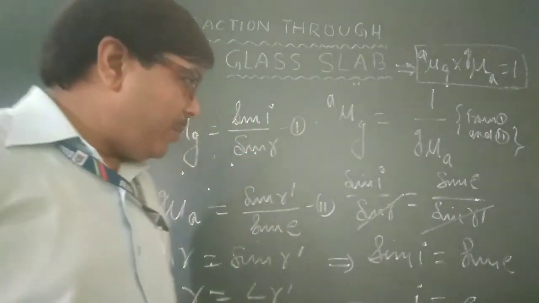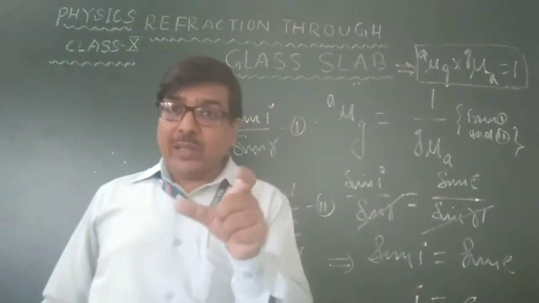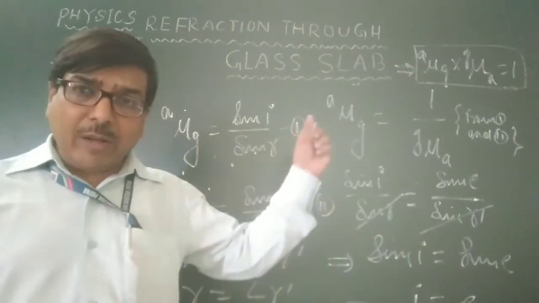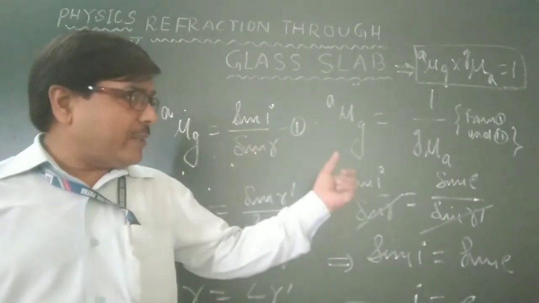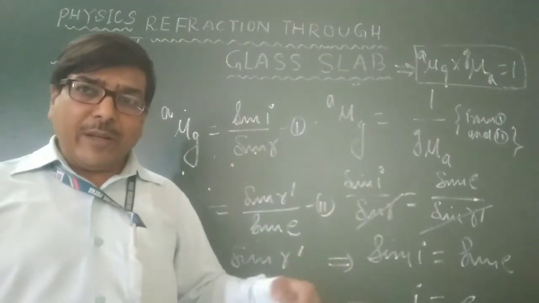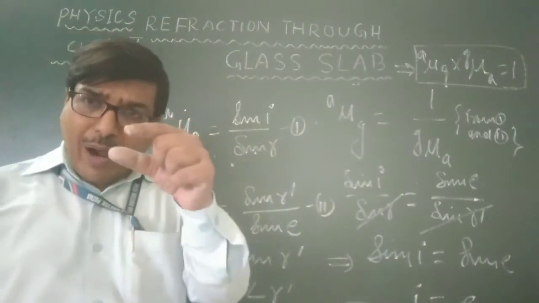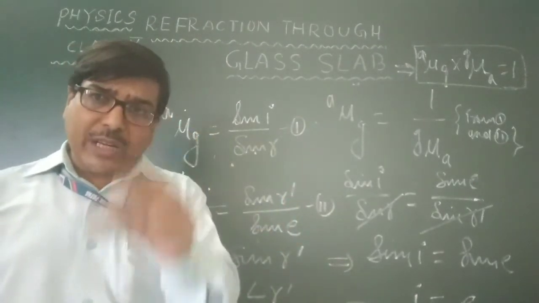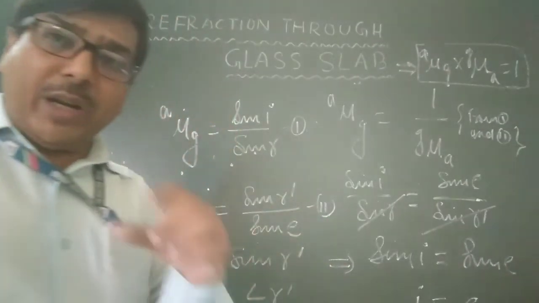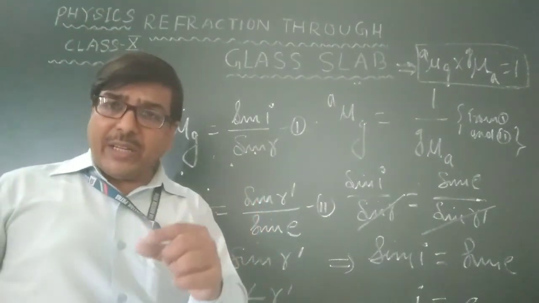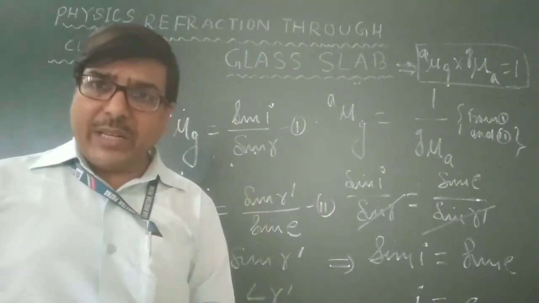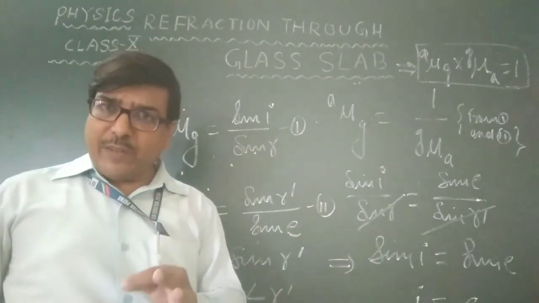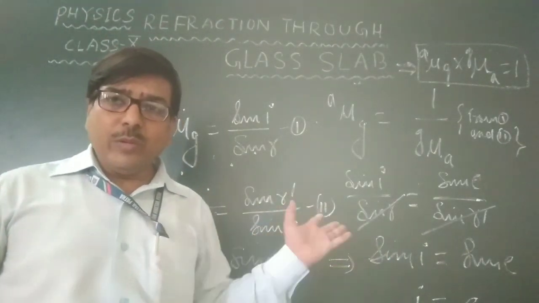So the emergent ray keeps the direction of the original path: the incident ray of light and the emergent ray are parallel, and there is a constant distance between them. So the perpendicular distance between the extended incident ray and the emergent ray is known as lateral shift. Okay, thank you. Thanks.